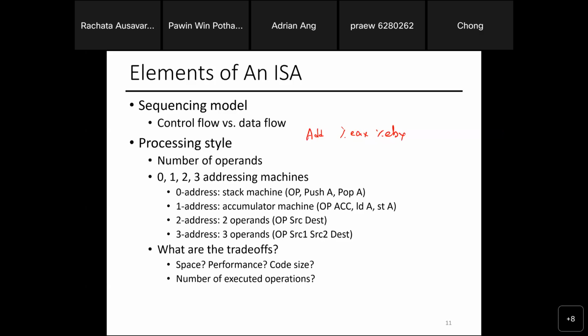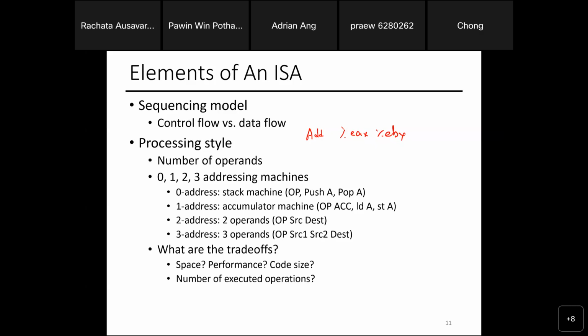You have op, source, destination. Op means operation. And then the second source actually comes from the destination. What you do is basically A equals A plus B. You don't have the third operand. There are trade-offs to that. For example, now you can pack more things. The instruction is going to be smaller, because you only have to specify two things rather than three things.